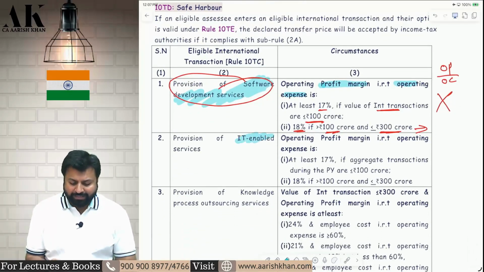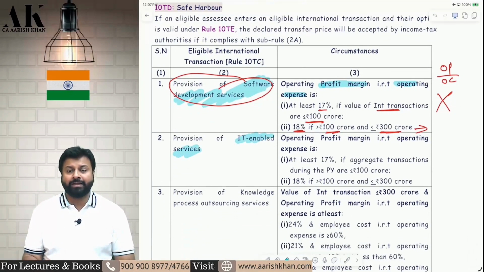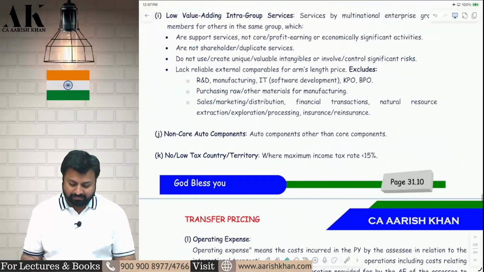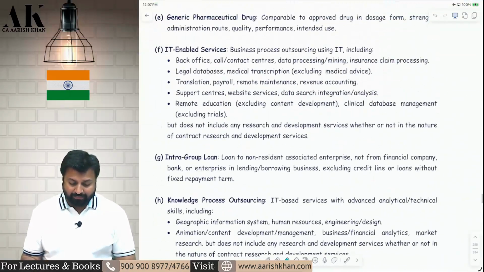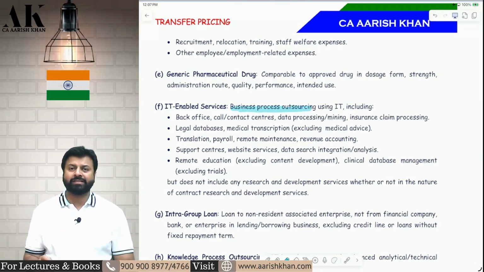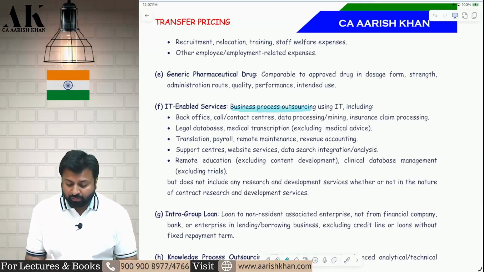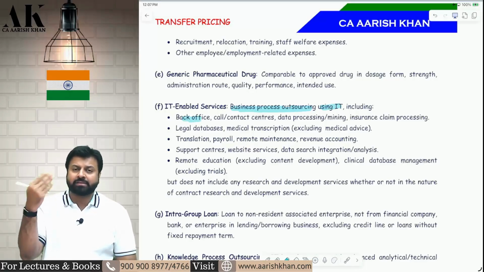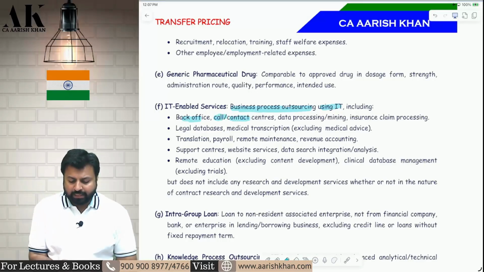Second one, provision of IT enabled services. Sir, what do you mean by IT enabled services? Let's see. That is also defined. IT enabled service is nothing but BPO service, call center service, service center service, etc. BPO services using IT, including back office. You are providing some back office services to some big company. Call center, contact center, data processing, mining, insurance claim processing, small things, not big.